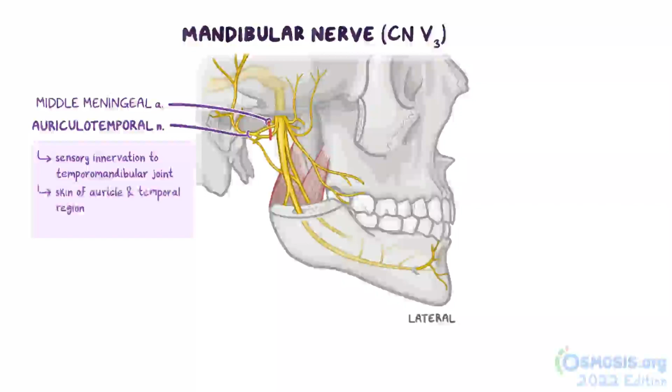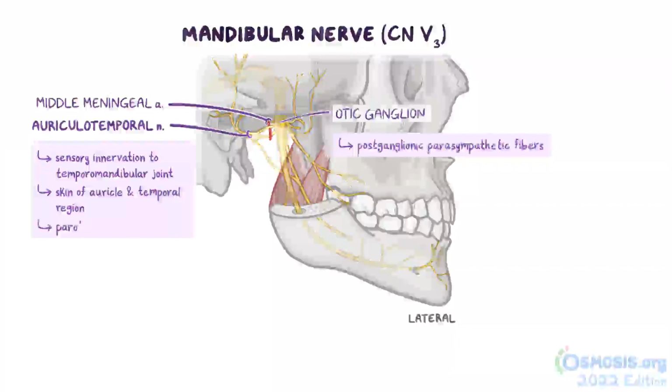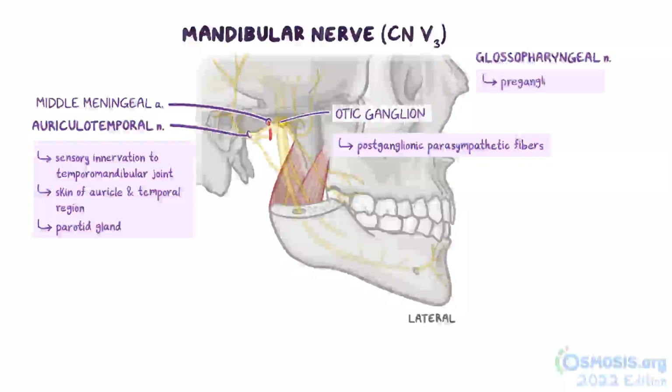The auriculotemporal nerve also carries postganglionic parasympathetic fibers from the otic ganglion to the parotid gland. Interestingly, these stimulatory parasympathetic fibers are from the glossopharyngeal nerve. The glossopharyngeal nerve sends preganglionic fibers to the otic ganglion, which is also located in the infratemporal fossa, just inferior to the foramen ovale and medial to the mandibular nerve.